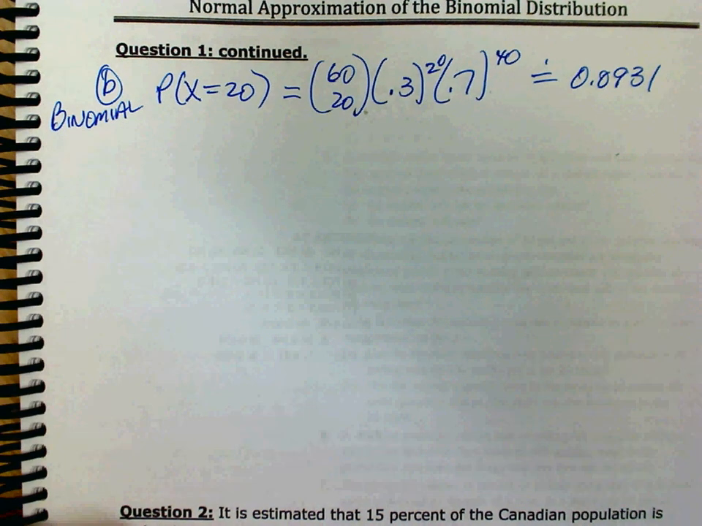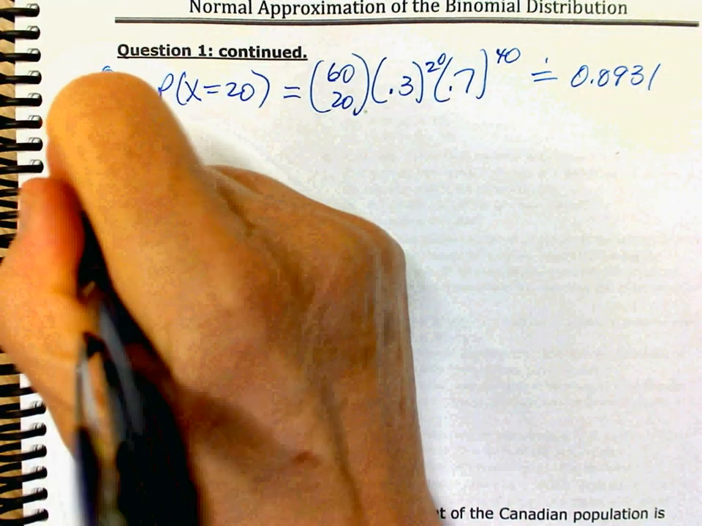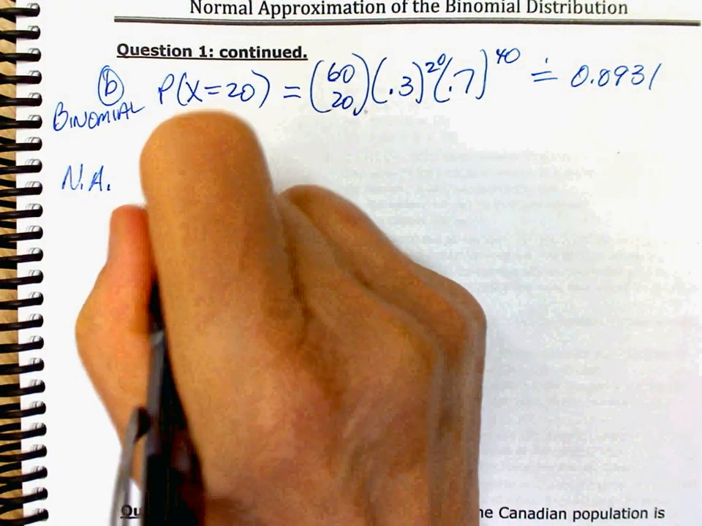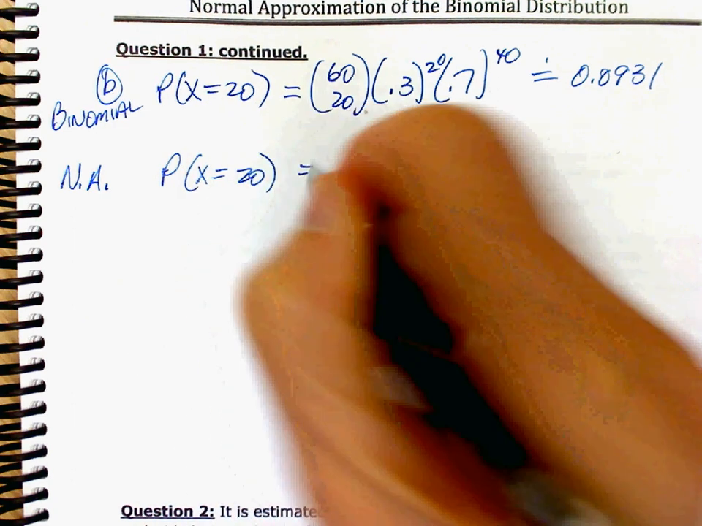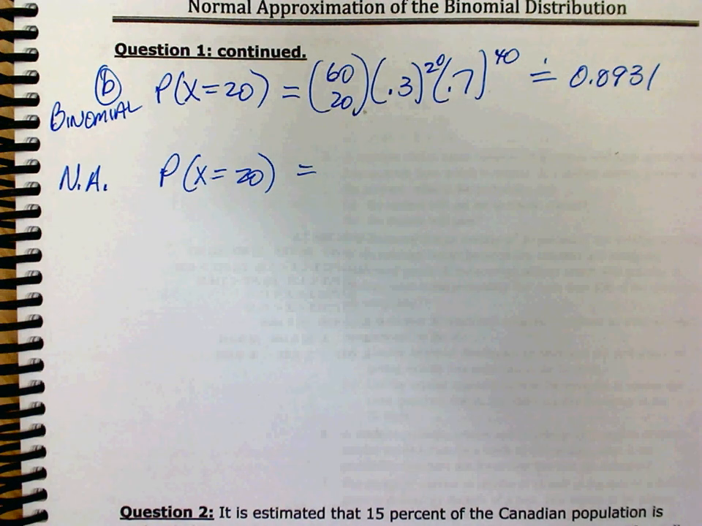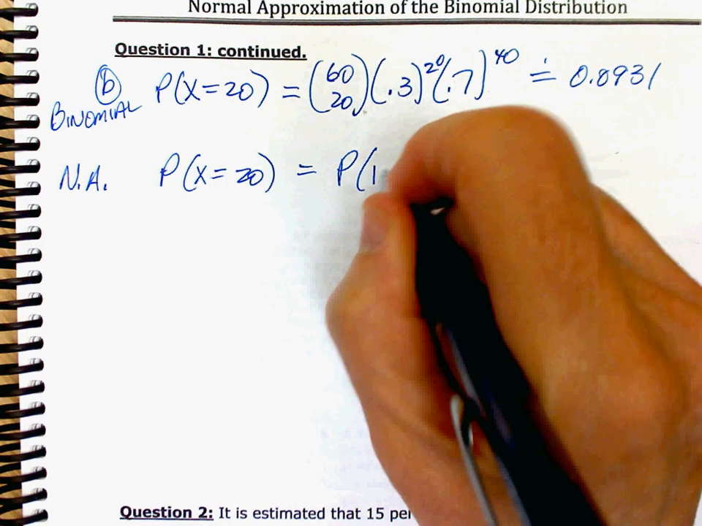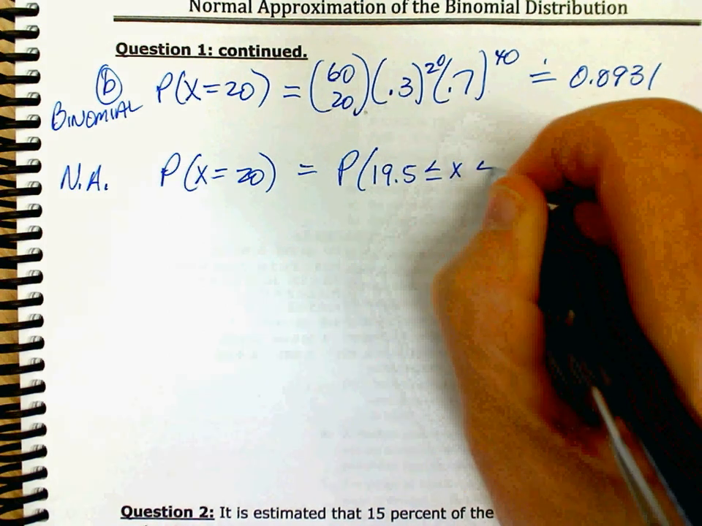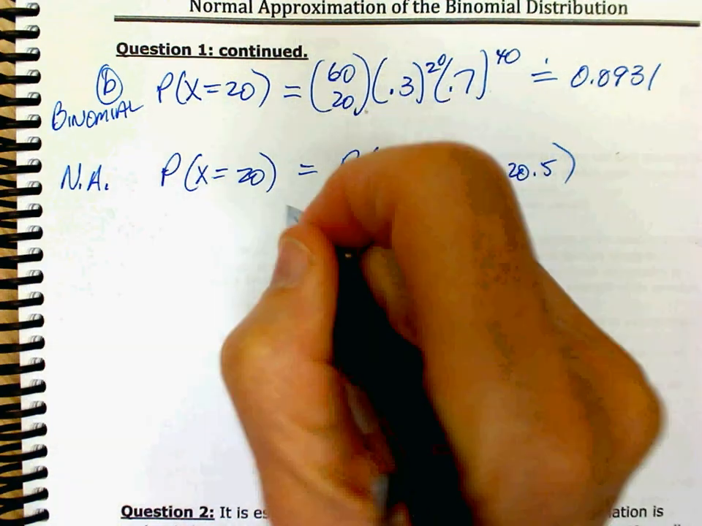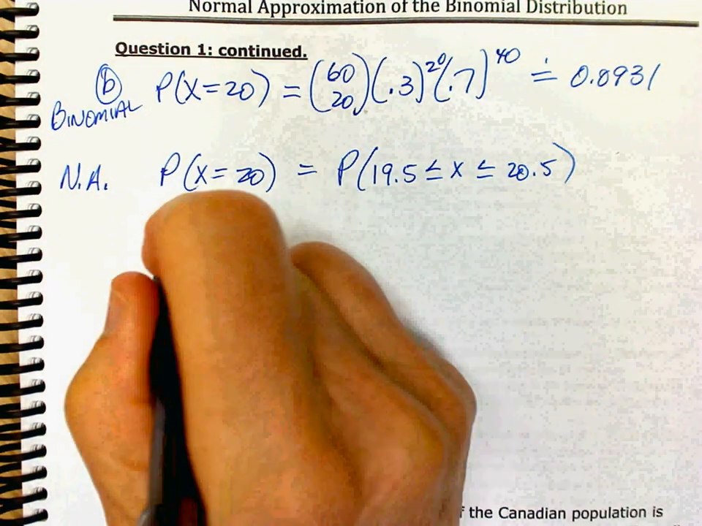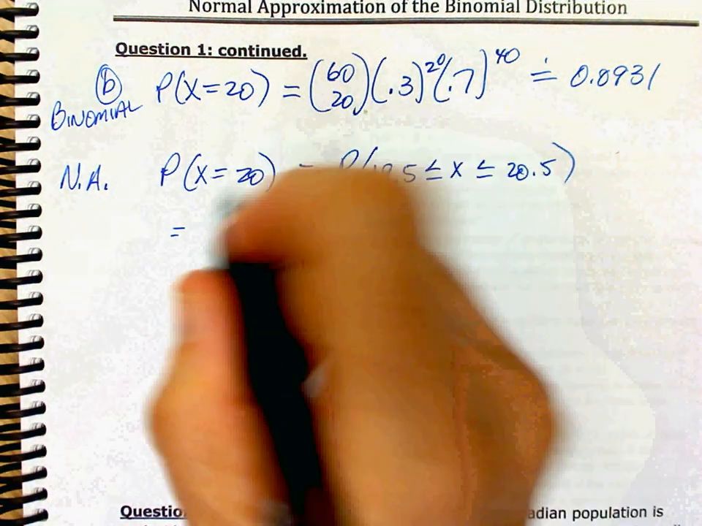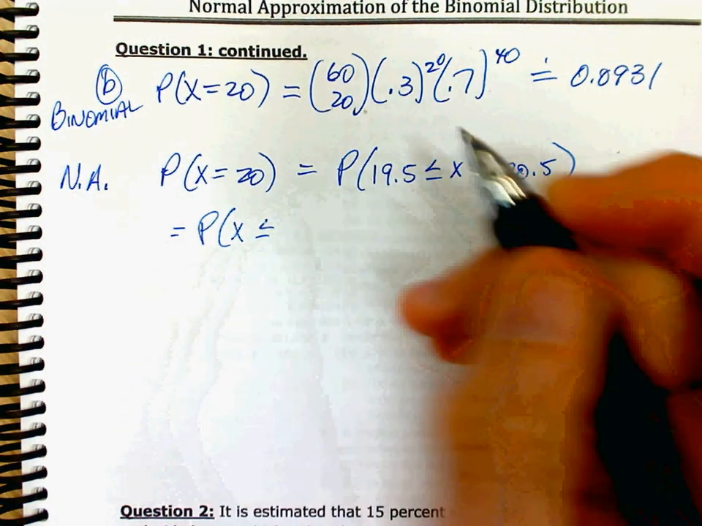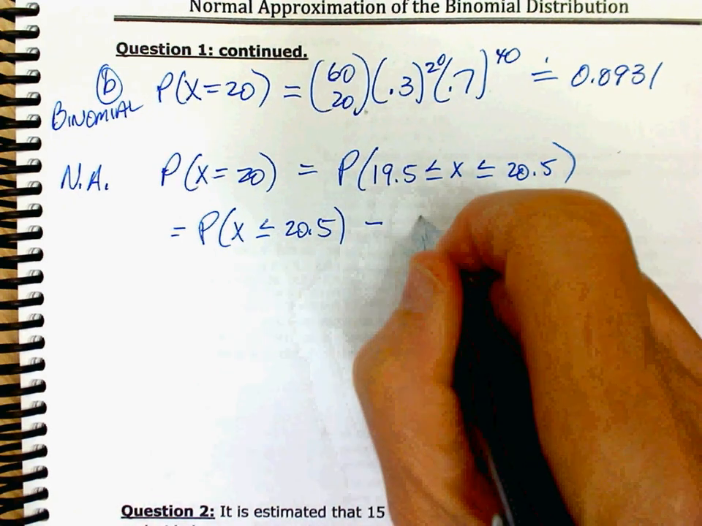Well, let's use the normal approximation to the binomial. Probability x equals 20. Can you tell me what the adjustment would be? 19.5 less than or equal to x is less than or equal to 20.5. Okay, so that's our adjustment. So that's equal to, again, we're going to be doing probability x is less than or equal to 20.5 minus the probability x is less than or equal to 19.5.